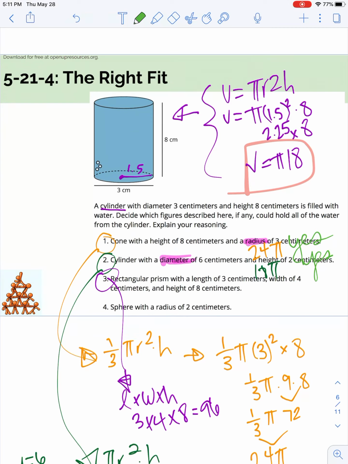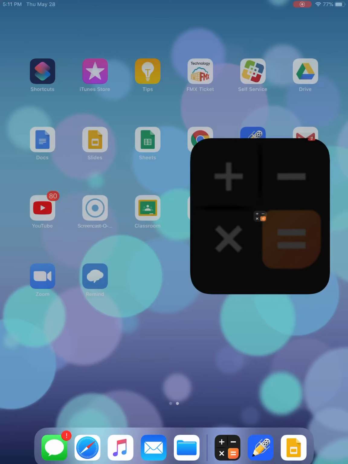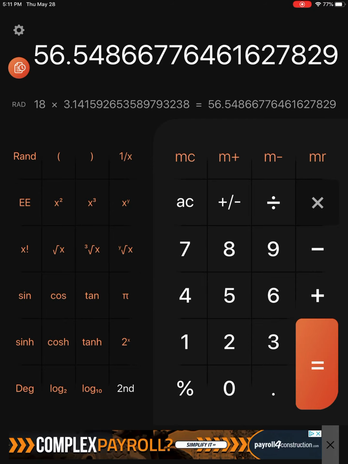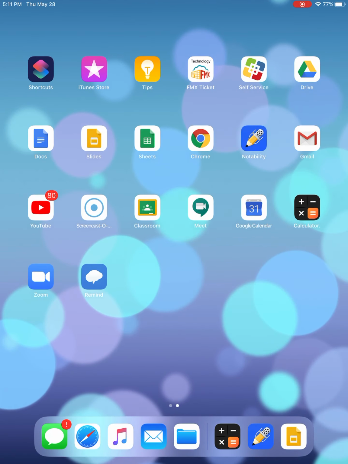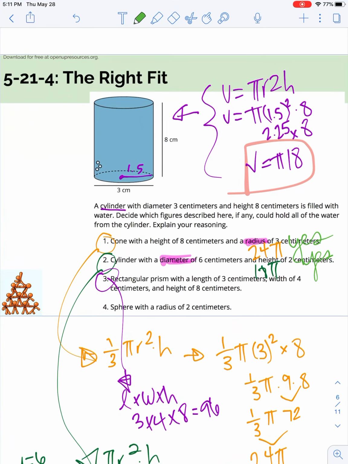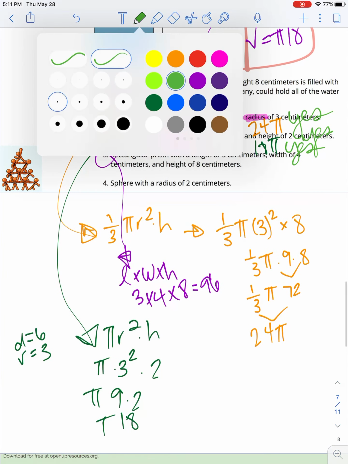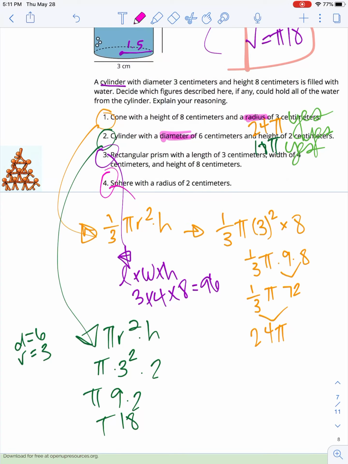Now we've got the 96, which we will do 18. If we did 18 times pi, we'd get 56. So that would be a yes. And then a sphere with a radius of 2 centimeters. So my last one, sphere with a radius of 2.